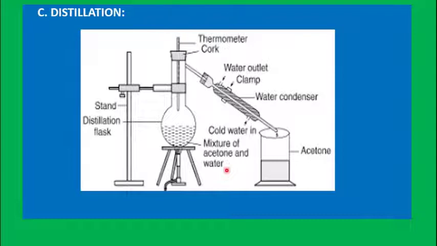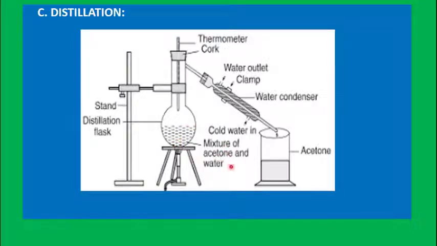The first point is they are miscible liquids. Second, they have a difference in their boiling points. The boiling point of water is 100 degrees Celsius, whereas the boiling point of acetone is 56 degrees Celsius. So they have a lot of difference in the boiling point. If the liquids are miscible and if they have a lot of difference in the boiling point, we can use the method of distillation to separate such mixtures.